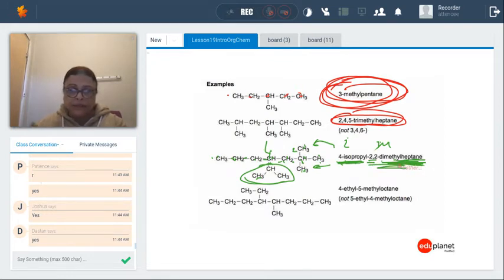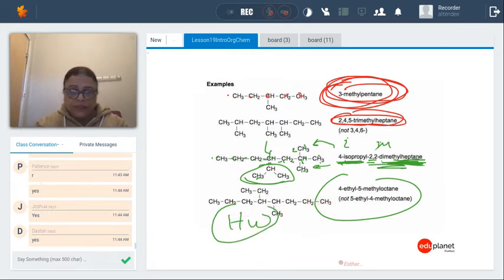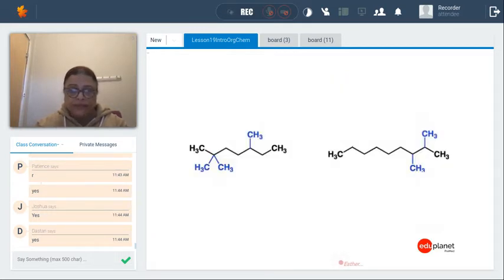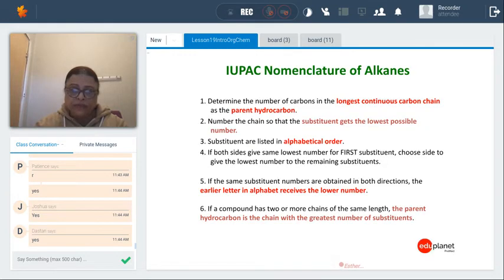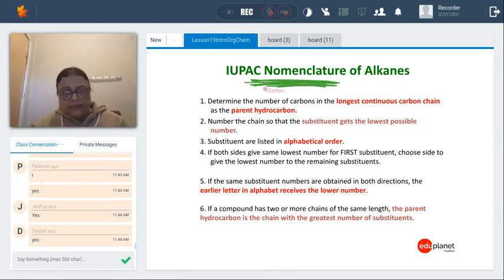Dimethylheptane. And this one here, homework. And you will get a lot of practice. You see, this is also homework. You have the names and you have the summary of all the IUPAC names of alkanes. So all the rules in one slide, you have it.